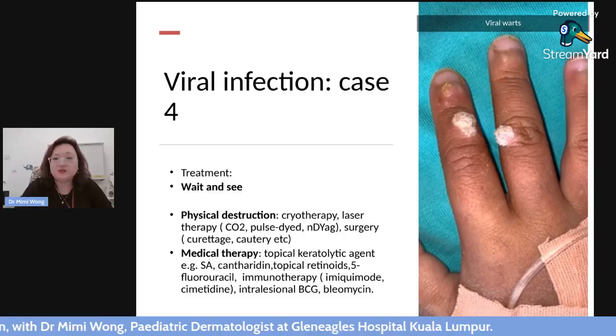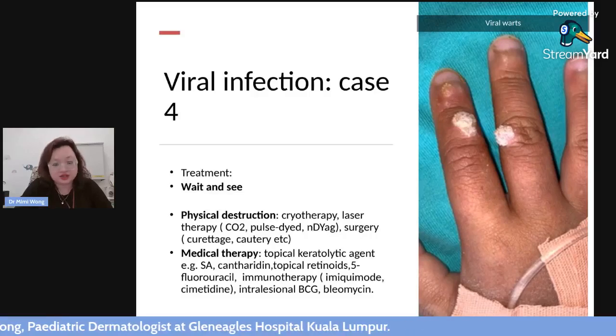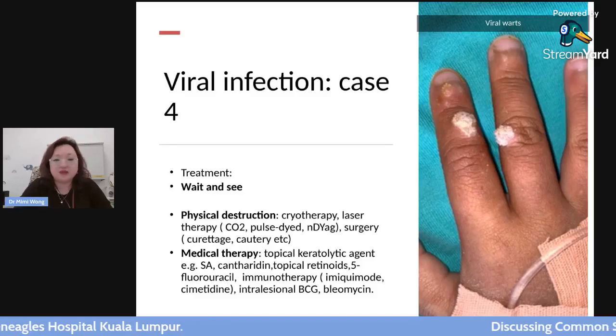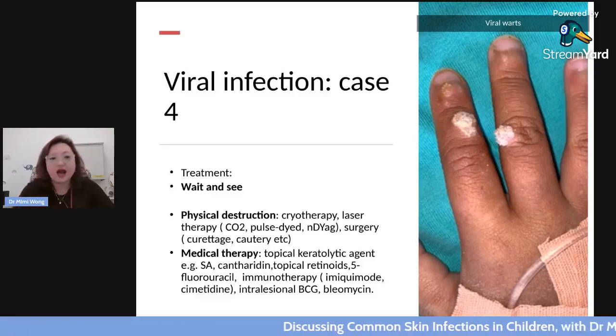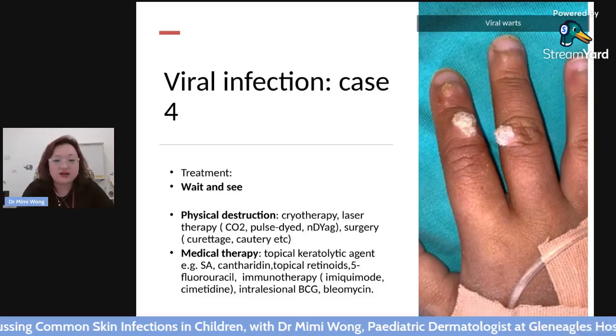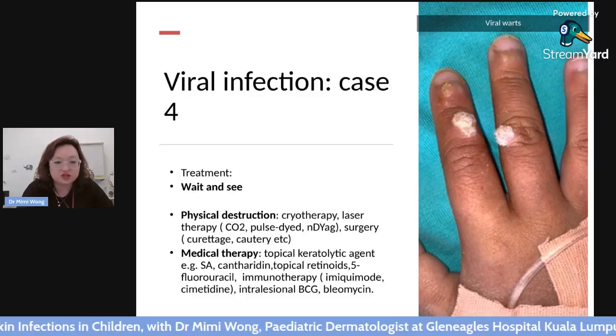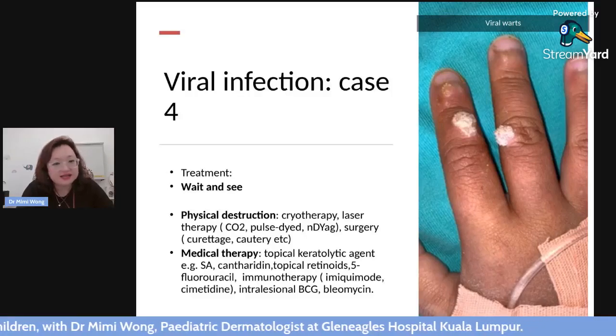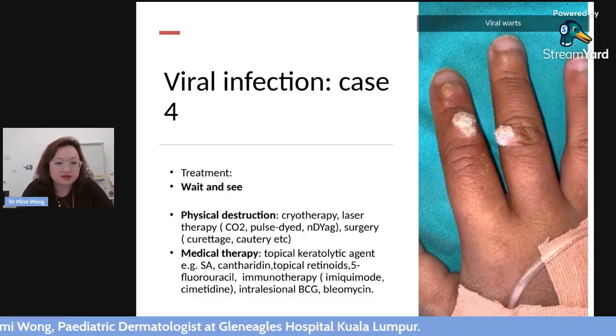So the treatment is pretty similar to molluscum contagiosum. You can also wait and see because this is a viral skin infection. Sometimes it takes a while for our immune system to attack and tackle it. However, if it's more than 1 year, or actually increasing in number, my take is just to treat it, either physically using physical destruction, using cryotherapy, laser, surgery, or even medical therapy.